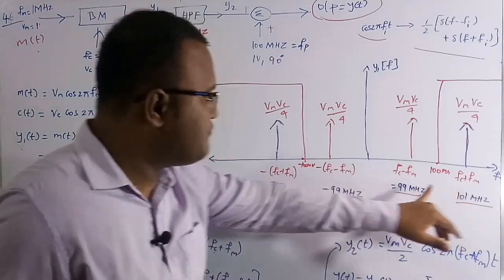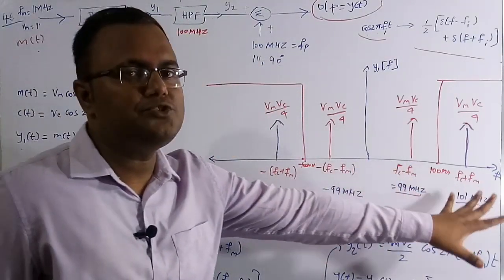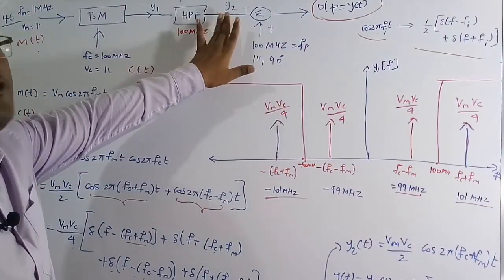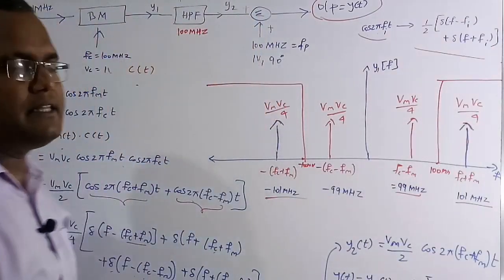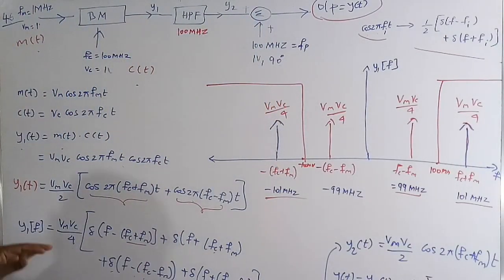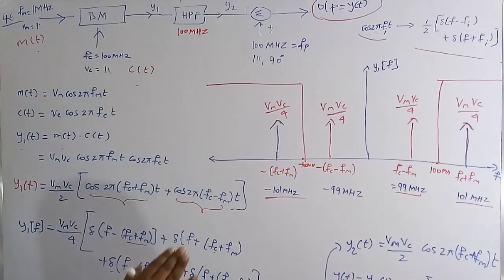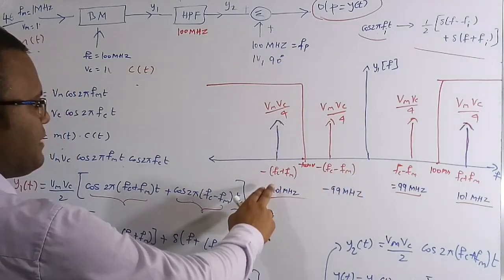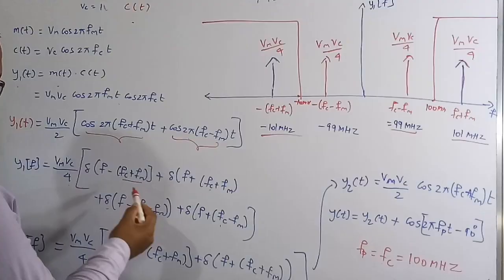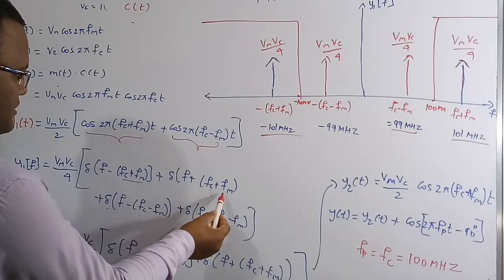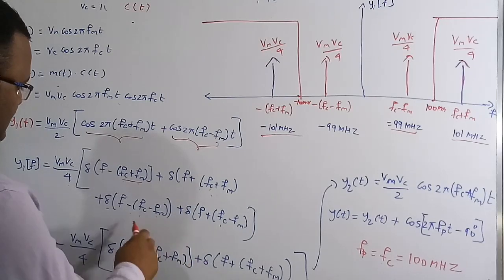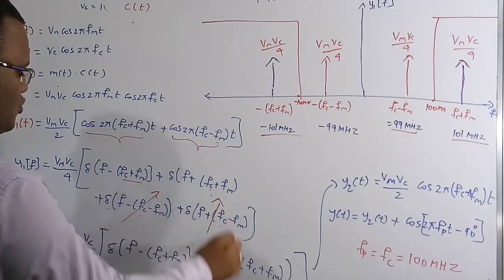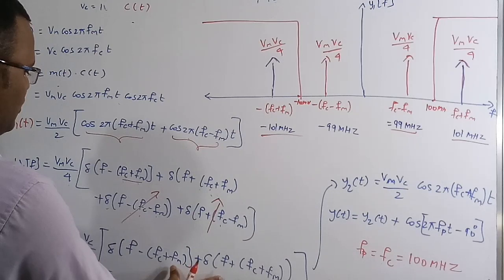Only Fc plus Fm and minus of Fc plus Fm, only these two terms are going to be present in this y2, because the high pass filter passes only those frequencies higher than 100 megahertz. So this is y1 of F. Now y2 of F is going to contain only the terms Fc plus Fm and minus of Fc plus Fm. Therefore these two terms are eliminated, and these are the only two terms.